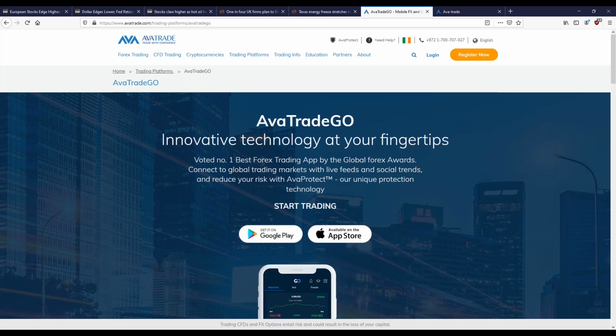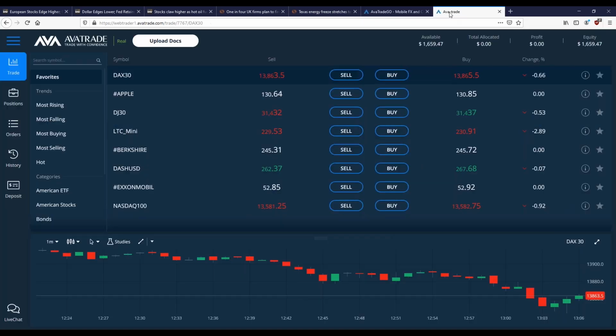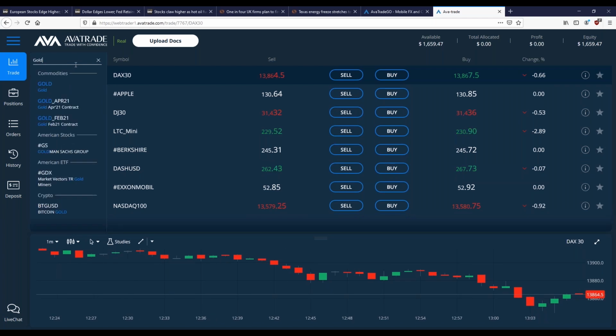So you never have to enter a trade without knowing precisely the risk to your stop loss price and the potential profit to your take profit mark. How much margin is required? All of that's calculated for you in the order window, both on the AvaTrade Go mobile app and also here in the WebTrader platform. So just as an example, we can pull up an instrument that would have AvaProtect on it as well.